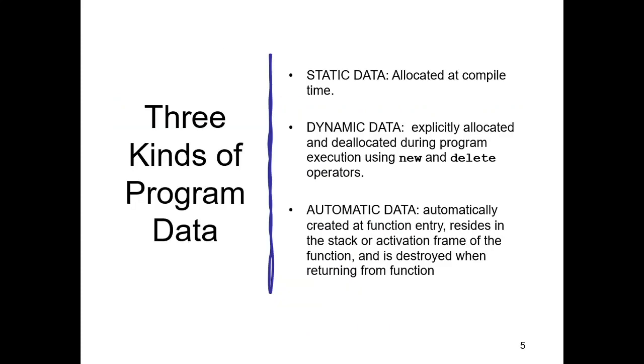So there are three kinds of program data. Whenever you write a program, your program has three kinds of data. One is static data. Static data is allocated at compile time. It is initialized as well. Static variables, उनको initialize कर दिया जाता है, static segment में रख दिया जाता है, so it is done at compile time. The other is dynamic data. Dynamic data lives on the heap.